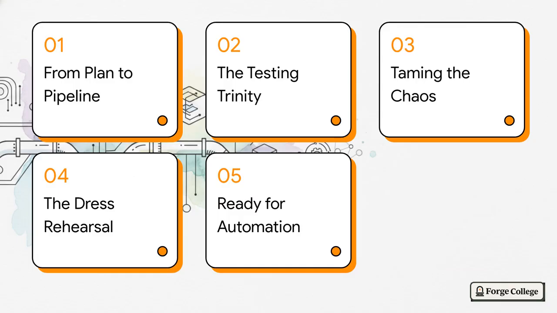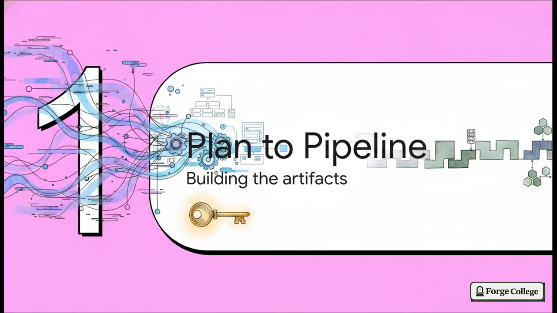To keep us safely on the ground, today's schematic is broken into 5 parts: moving from plan to pipeline, mastering the testing trinity, taming chaos, running a deployment dress rehearsal, and finally, getting everything ready for automation. Let's kick things off with Section 1, from plan to pipeline.